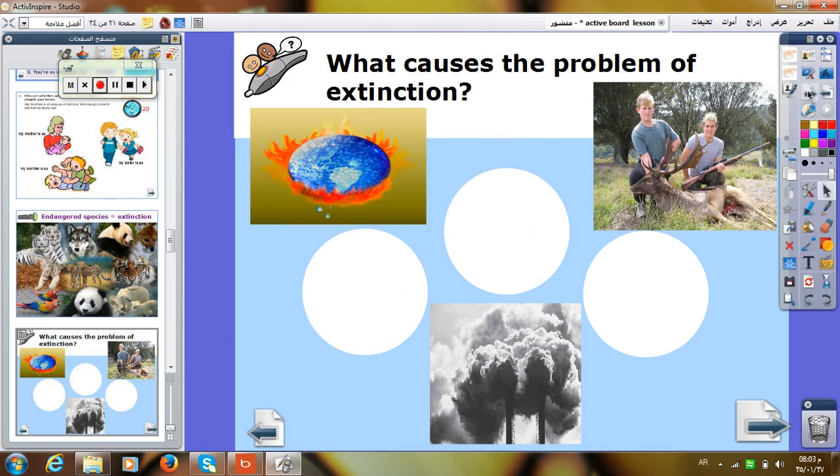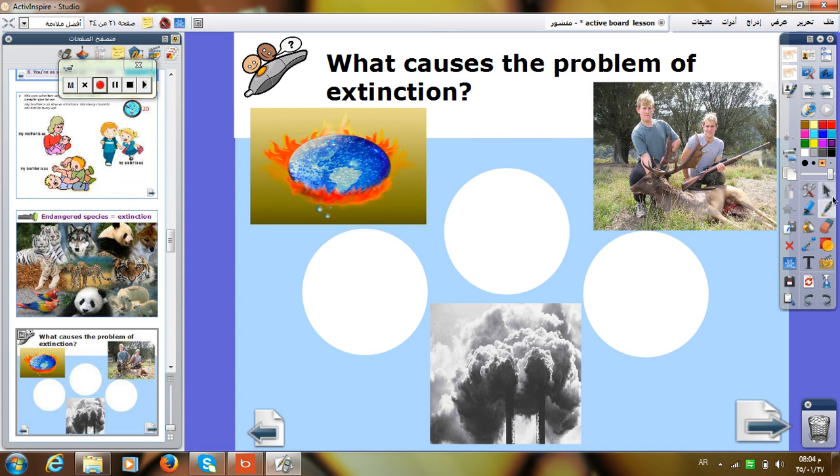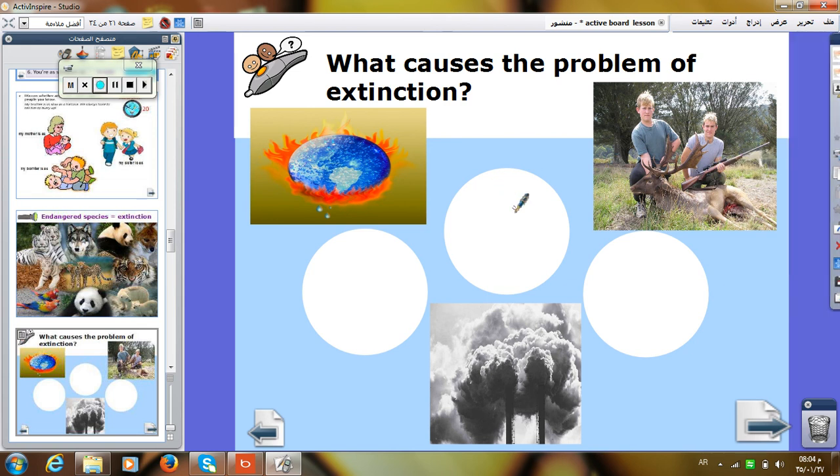Here, this is a brainstorm strategy. Students are asked to recall what they know about the causes of extinction by generating terms and ideas related to it. So students are going to come to the board and use the active board to write the causes that they know. So I'm going to just use a color here. What causes the problem of extinction? For example, pollution.